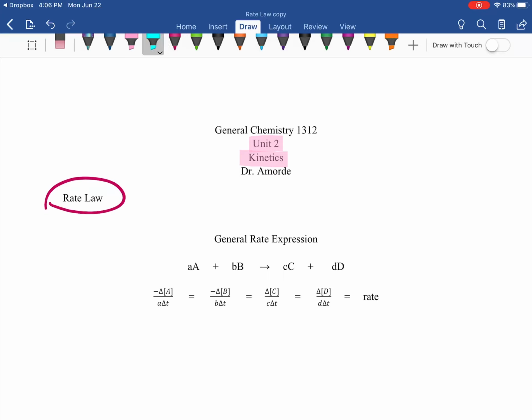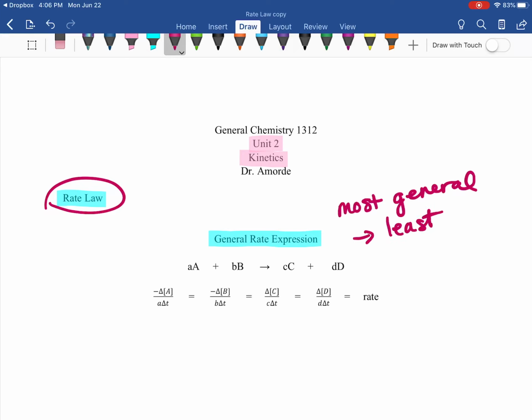So let's do a little bit of a recap. Where are we already? And then let's tie to that our rate law. We're going to add to it. So our previous video and what we've already looked at has been our general rate expression. Okay, now this is the most general. And we're going to keep evaluating our data. So this is actually really the least informative in our data. But it's a really good place to start.